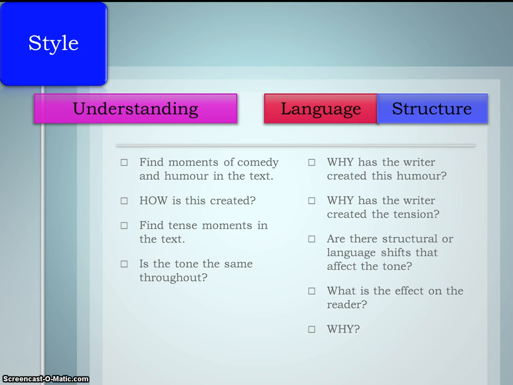And think about how structural or language shifts, semantic fields are changed to affect the way that tone and style is created. Altogether, when you put that back into one little package, you want to think about what the effect is on the reader. So all the way through, although you're looking at what happens in the piece, you're constantly thinking about what Narayan wants the reader to get out of reading his story. What is he trying to say? How do you know? And why is it there?